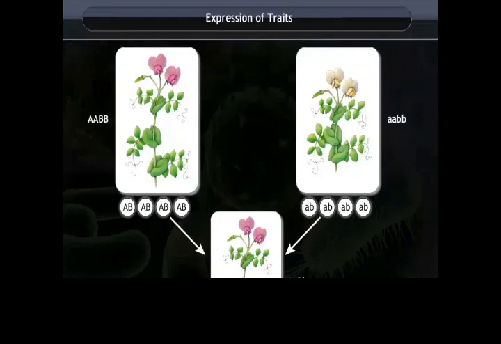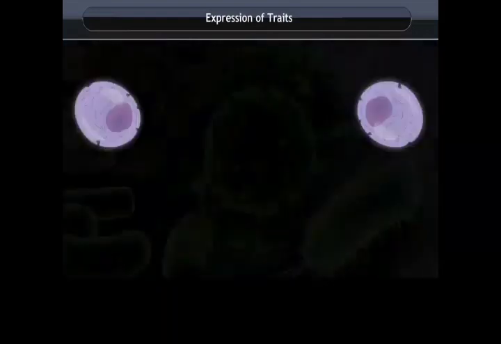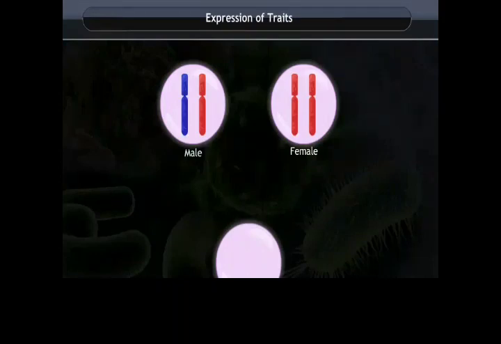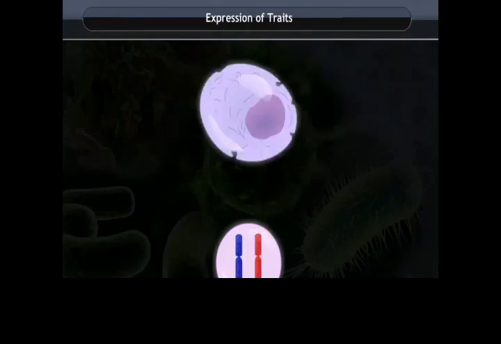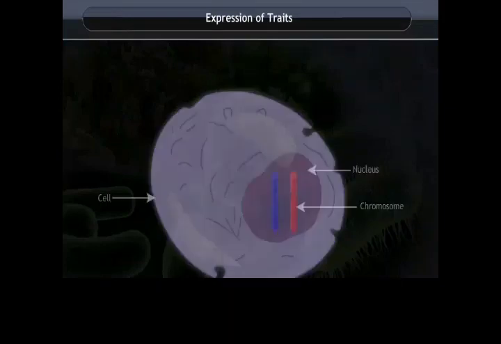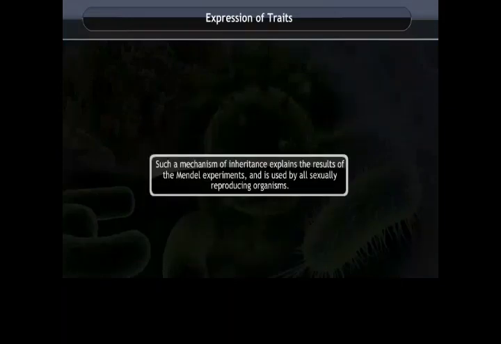If the progeny plants inherit a single whole gene set from each parent, then this experiment cannot work. This is because the two characteristics, capital A and small b, would be linked to each other and could not be independently inherited. Each gene set is present not as a single long thread of DNA but as separate independent pieces, each called a chromosome. Thus, each cell will have two copies of each chromosome, one each from the male and female parents. When two germ cells combine, they restore the normal number of chromosomes in the progeny, ensuring the sustainability of DNA of the species. Such a mechanism of inheritance explains the results of Mendel's experiments and is used by all sexually reproducing organisms.